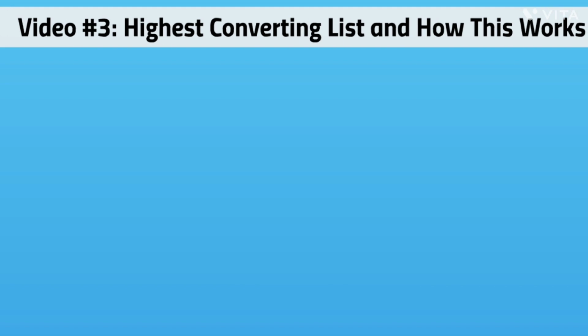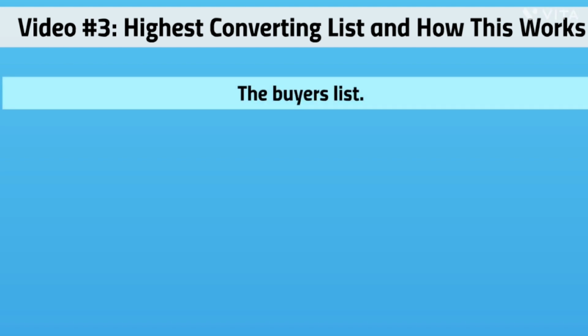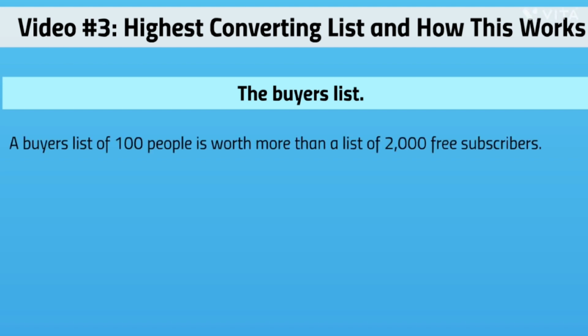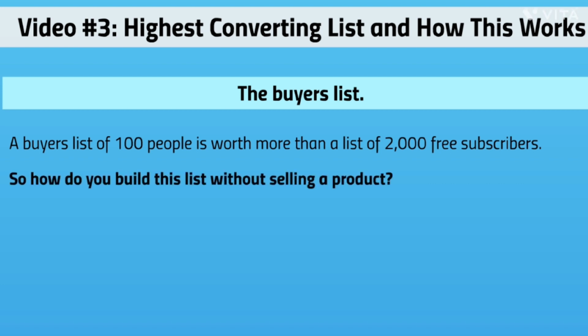Okay, so welcome back. This is video number 3, and we're going to talk about the highest converting list and how it works. We talked in the previous video about how this is the buyer's list. A list of 100 people is worth way more than a list of 2,000 free subscribers. Think about it, because these are people who actually know you. They have purchased a product, somebody else's product, but they still know you and they have seen you on the thank you page. I'm going to talk more about the formula and how it works in just a minute, so you'll be able to see everything in a bird's eye view.